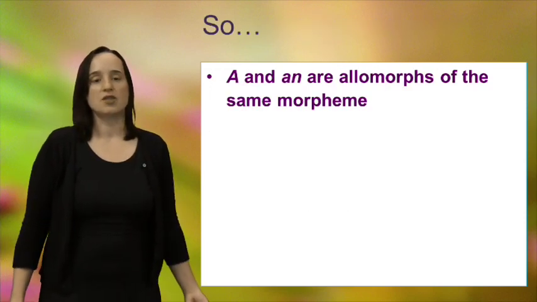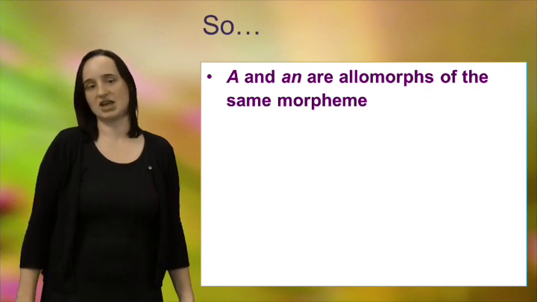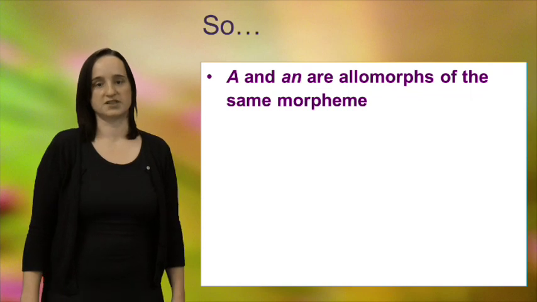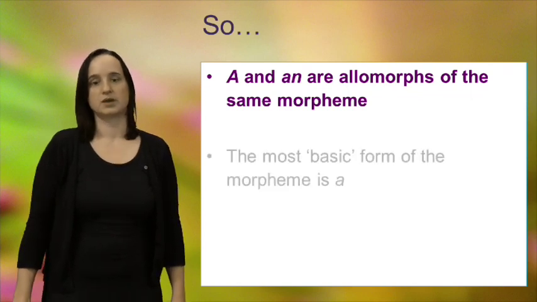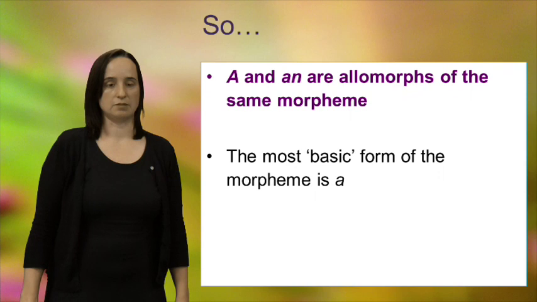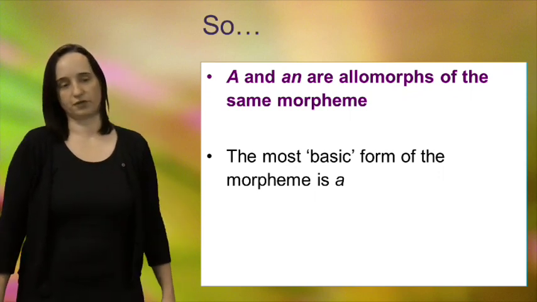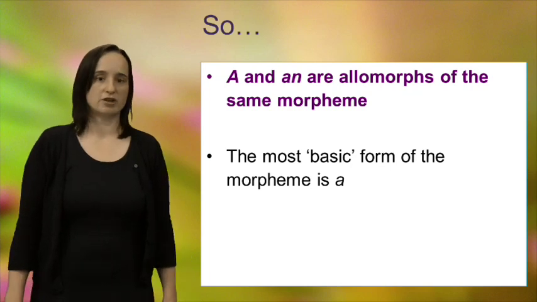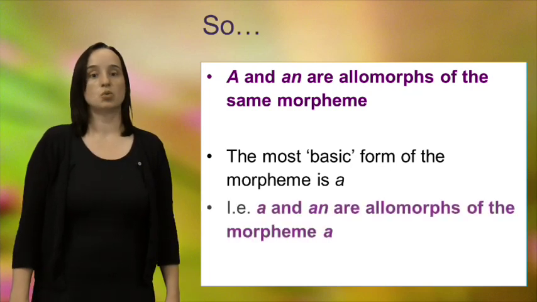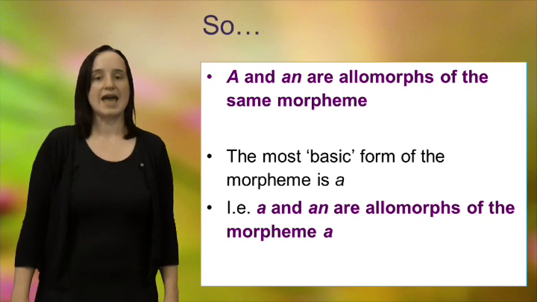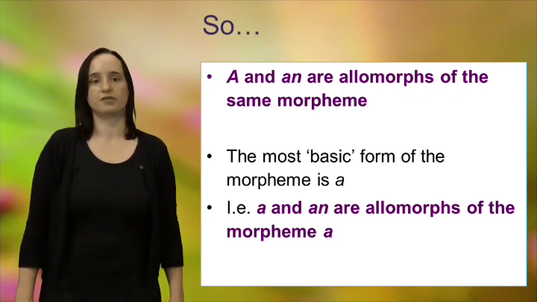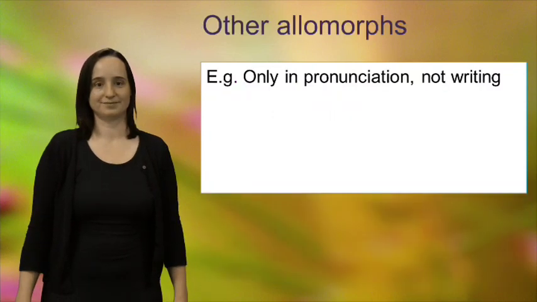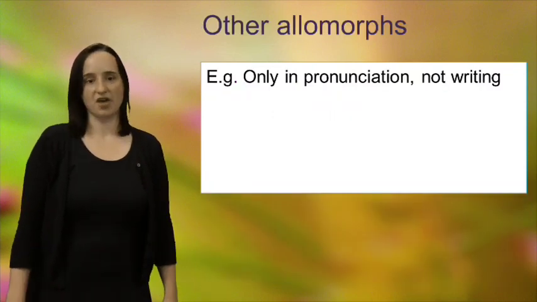Okay, so the way we relate to this, what we say about this, is that a and an are allomorphs of the same morpheme. There is variation in this morpheme. And the most basic form of the morpheme, the one that appears in most places, the one that we would look up in a dictionary, is the form a. So we could in this way say that a and an are allomorphs of the morpheme a, the general form, the most basic one. Okay, let's have a look at some other allomorphs.